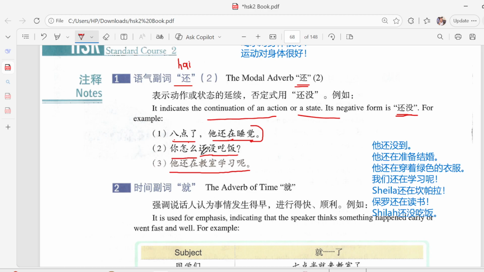sleeping. 你怎么还没吃饭 How come you have not yet eaten? 还没, so he still has not gotten something to eat. 他还在教室, he's still in class. It means it is a continuation of an action or state of him or her being in that place, a continuation process. It's not moving from that place to another. In that case you can use 还.